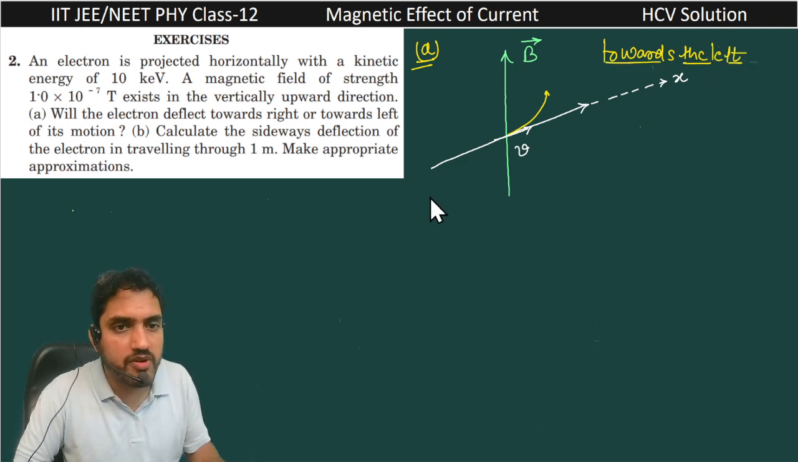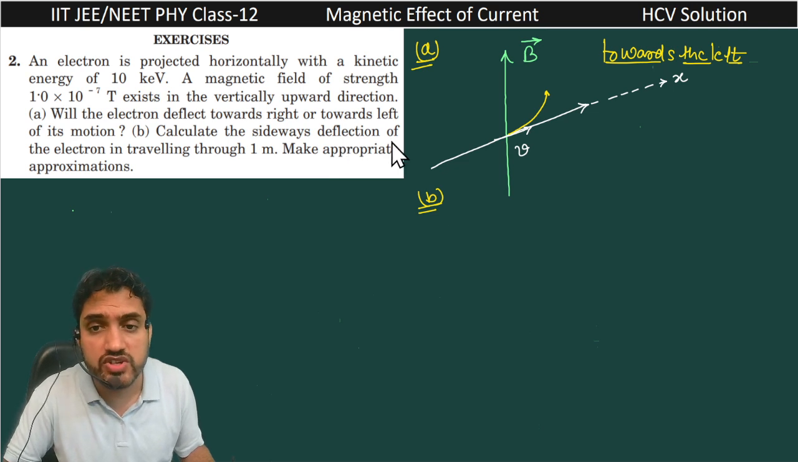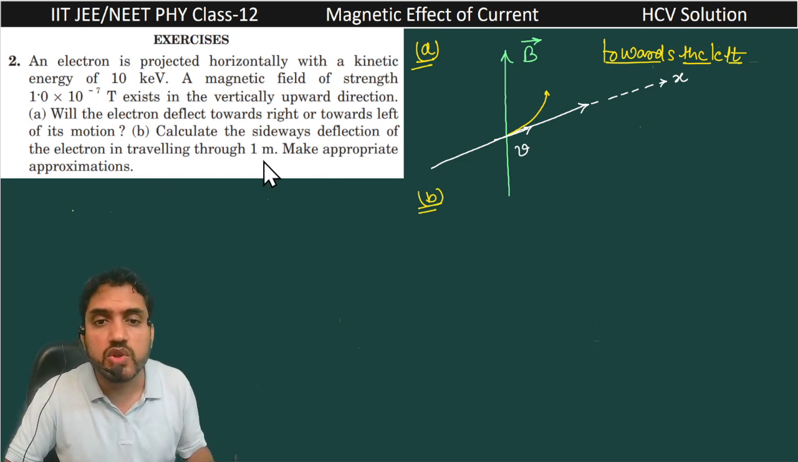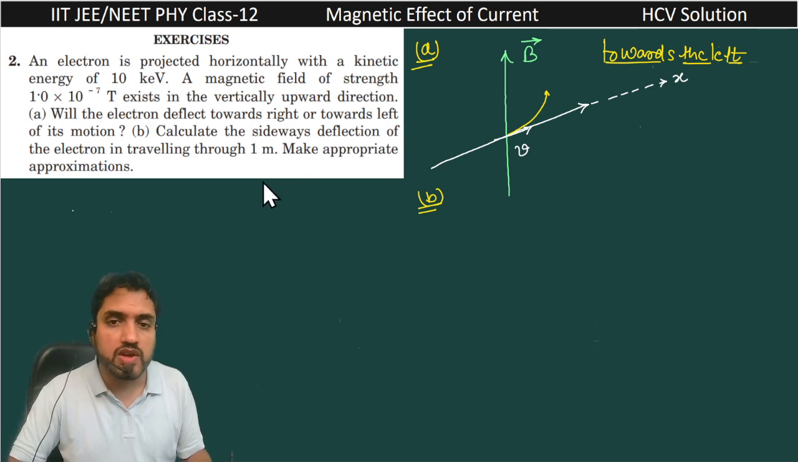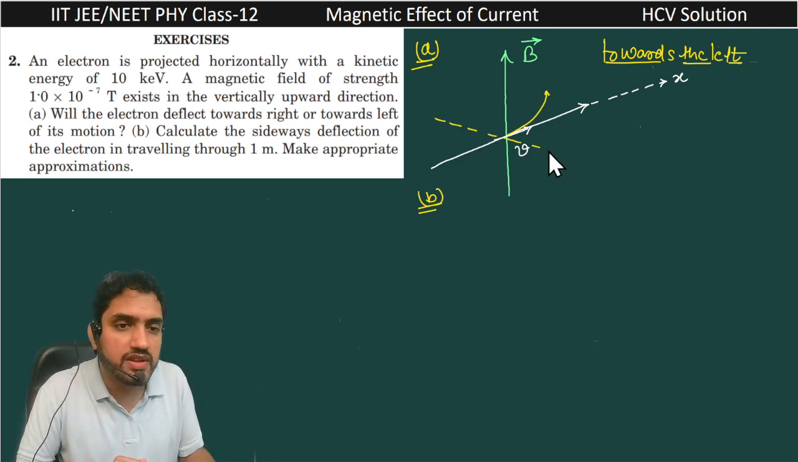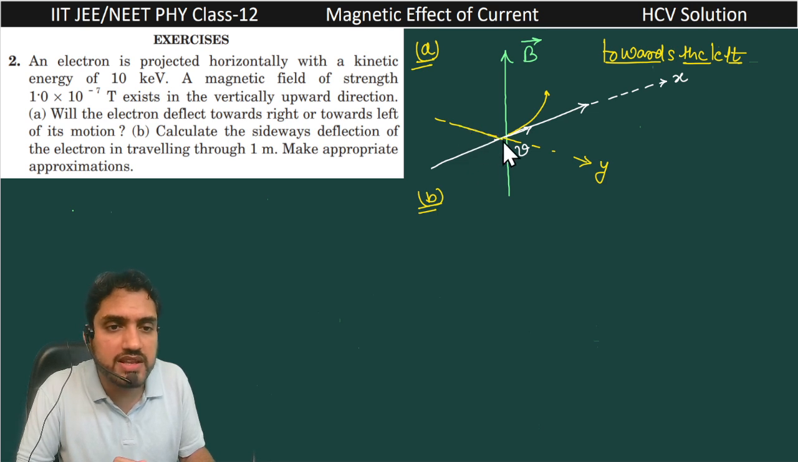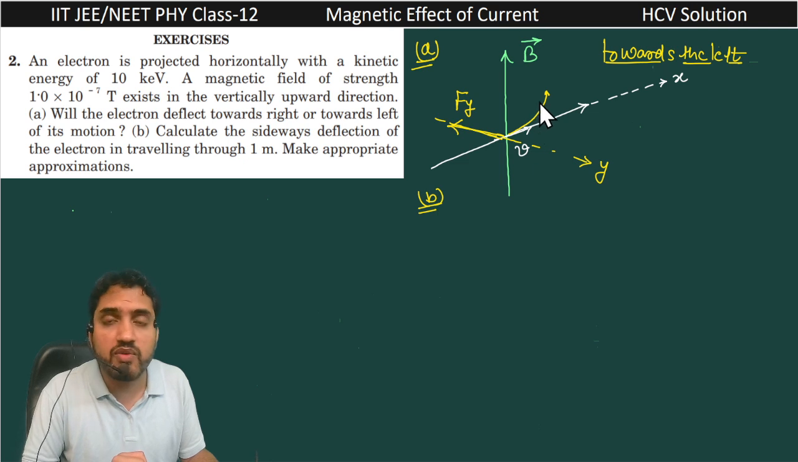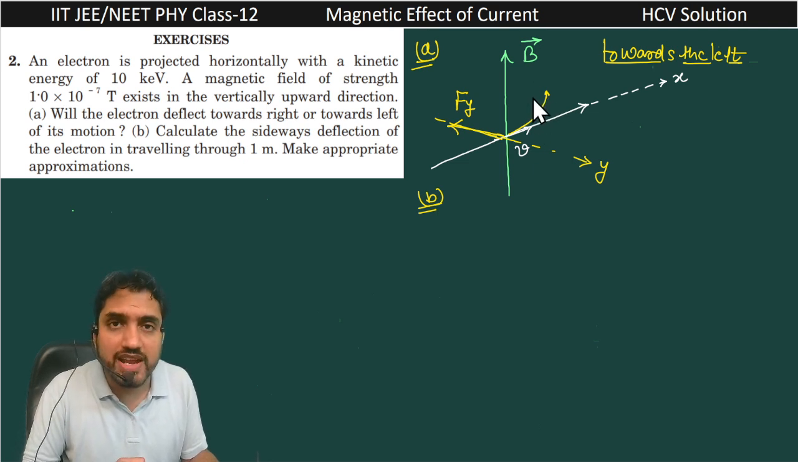Now if you are talking about the B part: calculate the sideways deflection of the electron in traveling through 1 meter. Definitely this electron will move in the xy plane. Let us consider this is the y direction, the perpendicular direction. So the force Fy will act in this y direction, so it will have an acceleration along the y direction, but in the x direction there is no force.